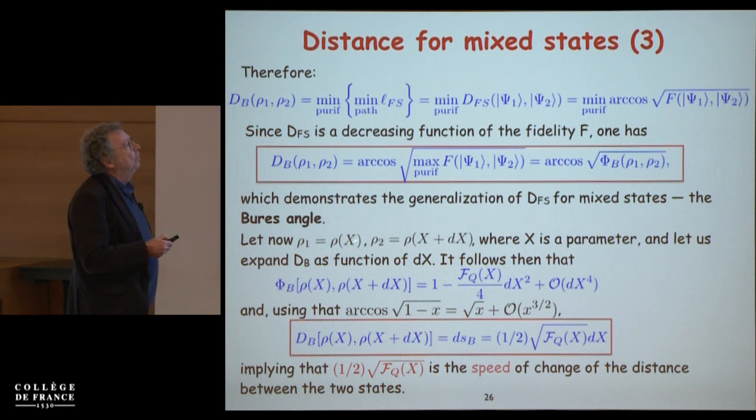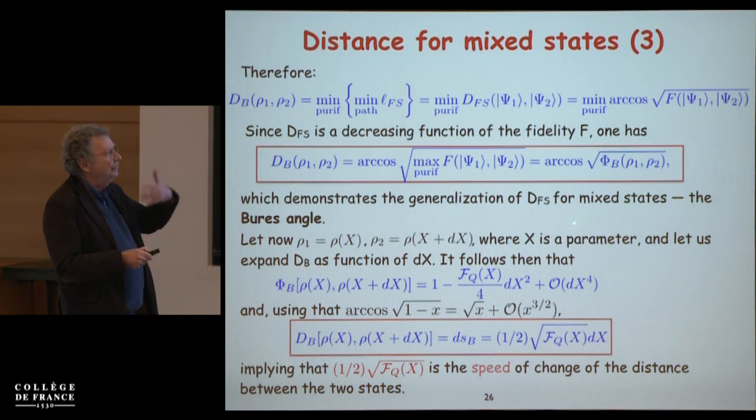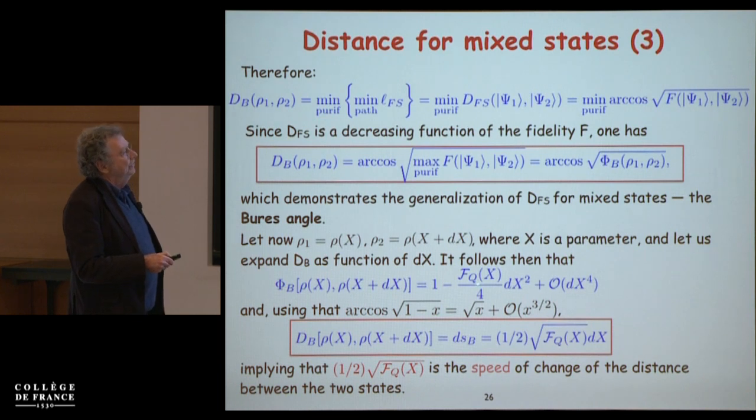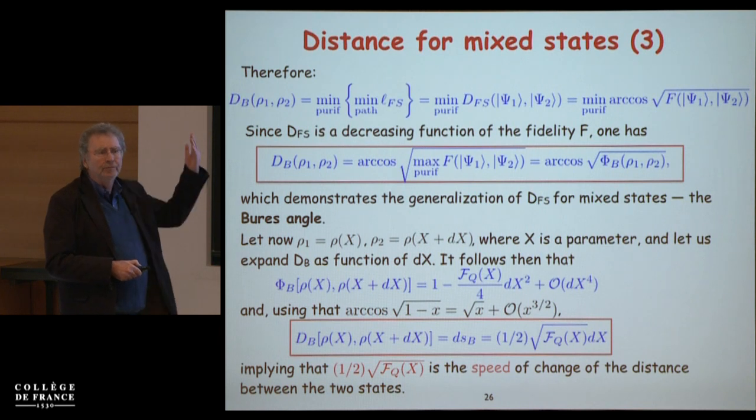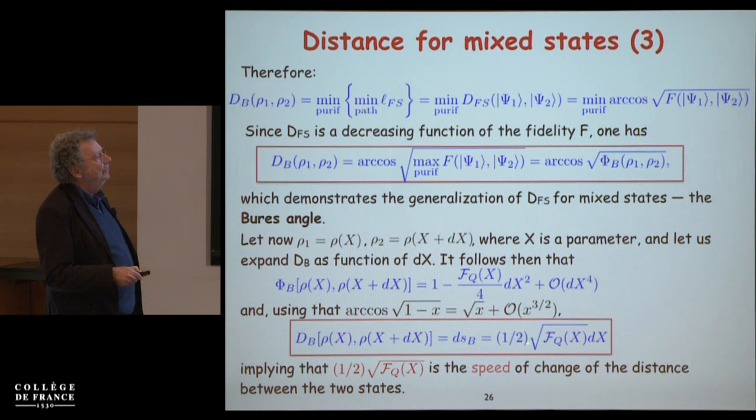Okay? So now an exercise in calculus. Let rho 1 be equal to rho of x, rho 2 be equal to rho of x plus dx, where x is a parameter. And let's now expand d_B as a function of dx. First we expand the fidelity as a function of dx. There will be some derivatives, and you get this. And then you find that the quantum Fisher information shows up here. And now you plug this into that. You may use this expression, and you finally find that the distance between two density matrices is proportional to the square root of the quantum Fisher information times dx.